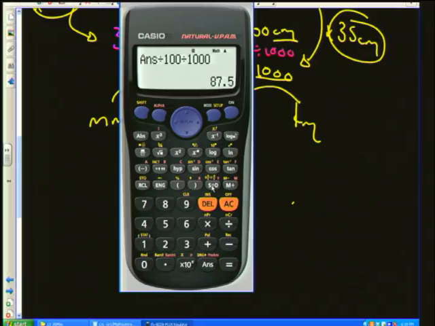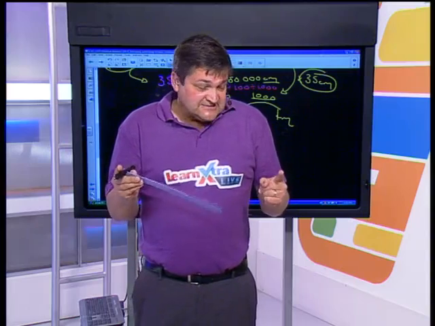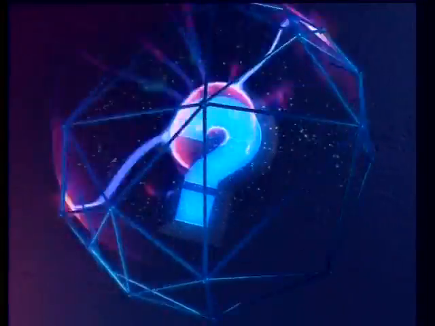It is 87,5. So I know there are 87,5 kilometers represented out there in the big, wild, ugly world. 87,5 kilometers out there can be represented by 35 centimeters on my map. So that distance on my map represents 87,5 kilometers out there in the big wide world.